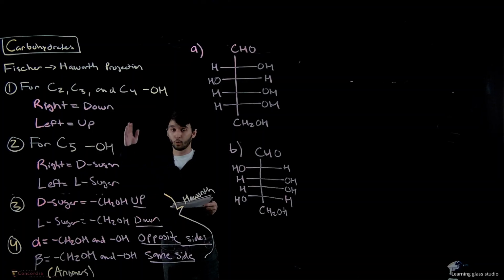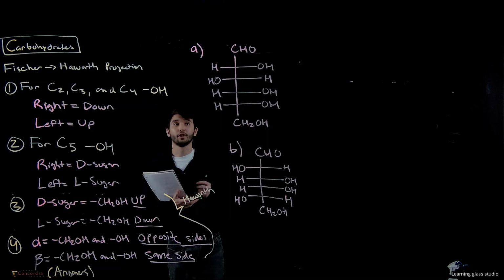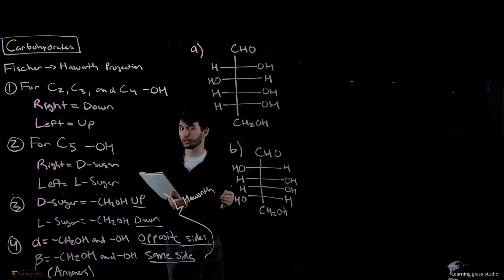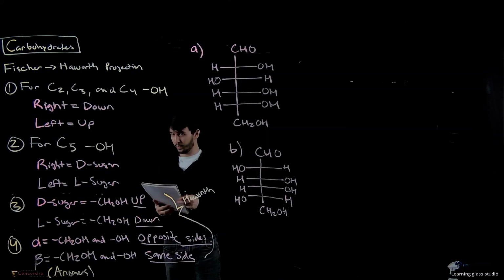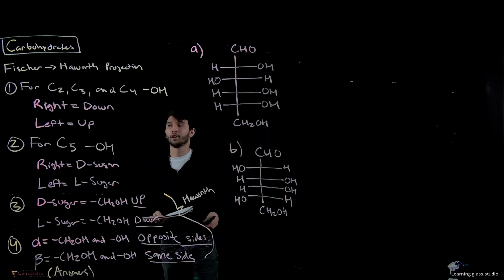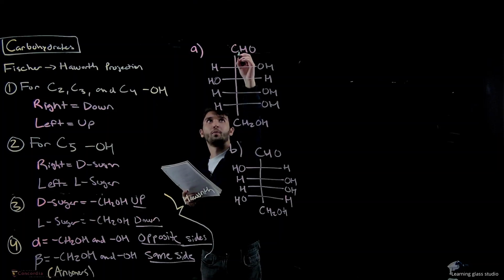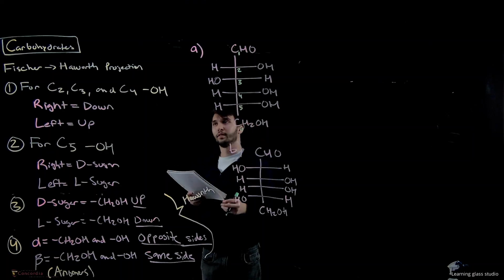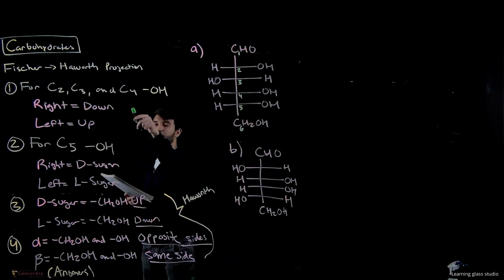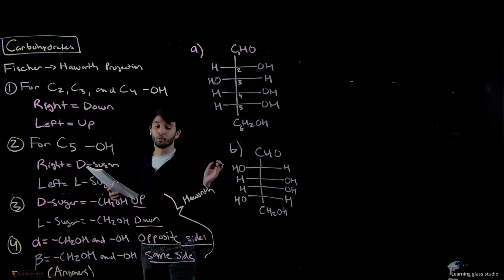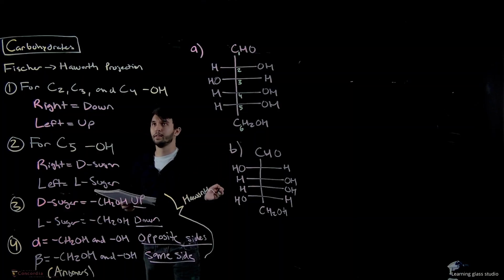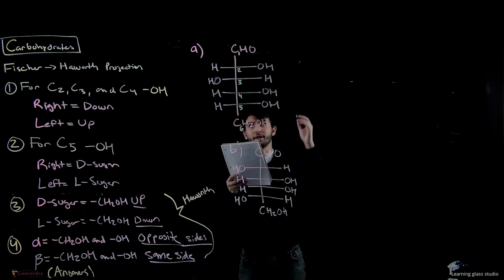So there's 4 rules that we have to follow in order to convert this Fischer projection to a Haworth projection. We'll also look at the opposite later, how to go backwards. But the main rules are, for carbon 2, carbon 3, and carbon 4, just looking at the OH. If we're looking at this one here, example A, this up here is carbon 1, this is 2, 3, 4, 5, 6. It's a hexose. So for carbon 2, carbon 3, carbon 4, if the OH is on the right side, that means in the Haworth projection it will be going down, and if it's on the left, it will be going up.